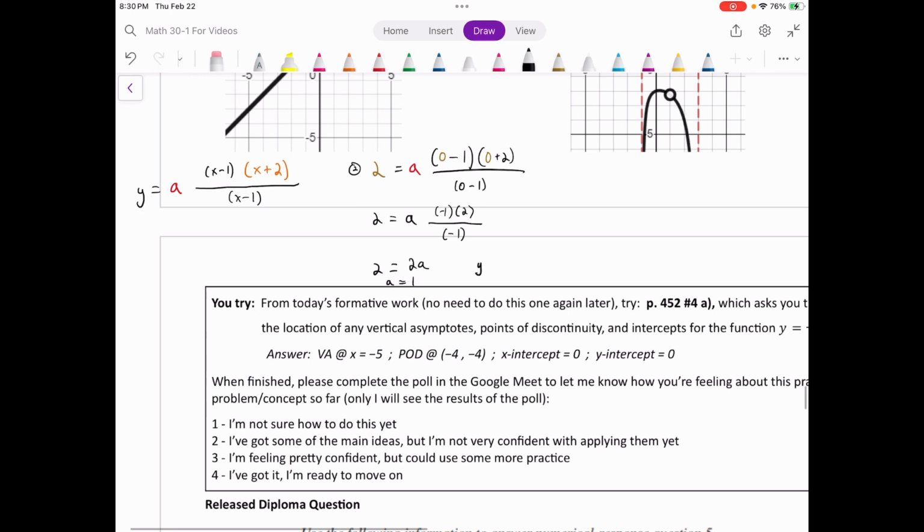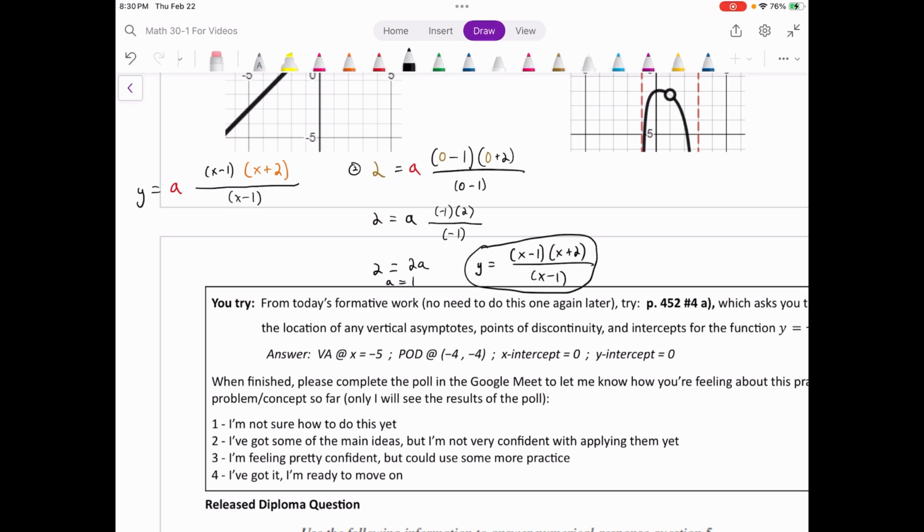So that means y equals, right, put it all together. All we didn't know was the value of a. Well, now we know that a is just 1, so we can even just leave it out. 1 times anything is not going to change it. So x minus 1, x plus 2 over x minus 1.